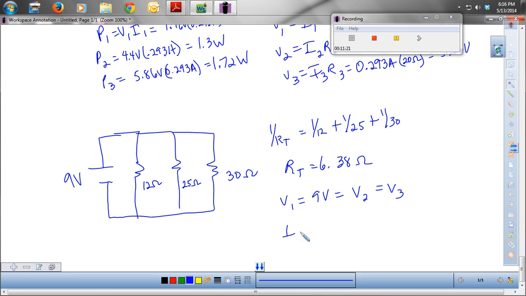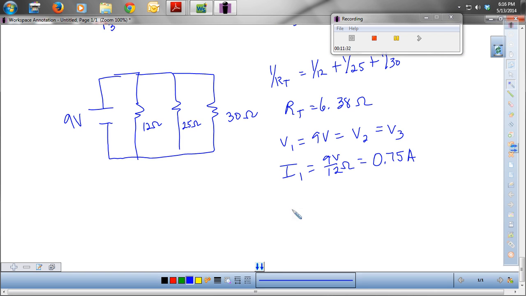So I1 is 9 over 12, which is 0.75 amps. I2 is 9 volts over 25. So 9/25 was 0.36. And I3 was 9 volts over 30 ohms, which was 0.3 amps.